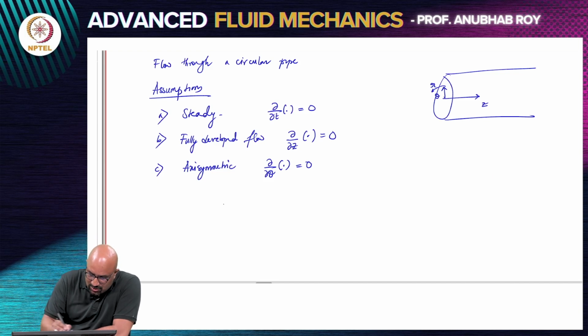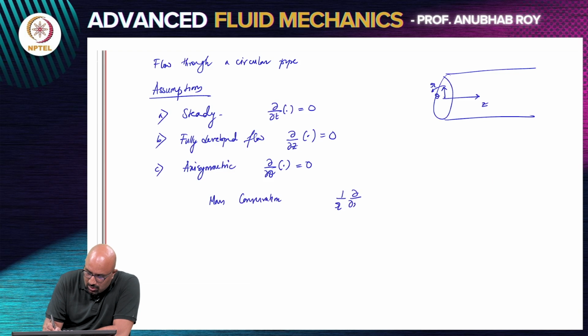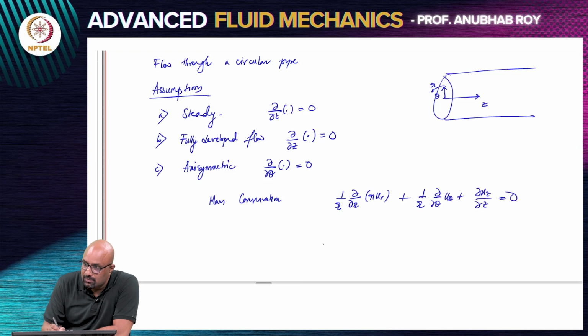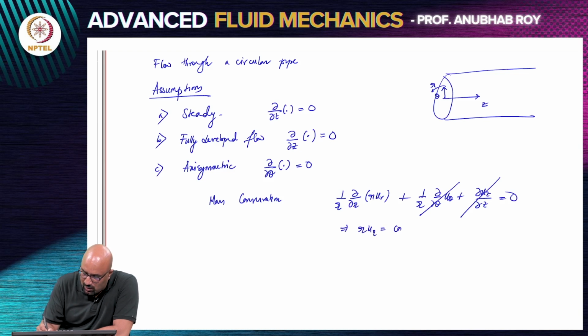So, with this assumption, if I go to my mass conservation, I had 1 by r dou dou r of r u r plus 1 by r dou dou theta of u theta plus dou u z dou z is equal to 0. This term goes off because of the fully developed assumption. This term goes off because of axisymmetry. So, I am left with this particular term, which tells me that r u r should be equal to a constant. My radial velocity should be equal to a constant.